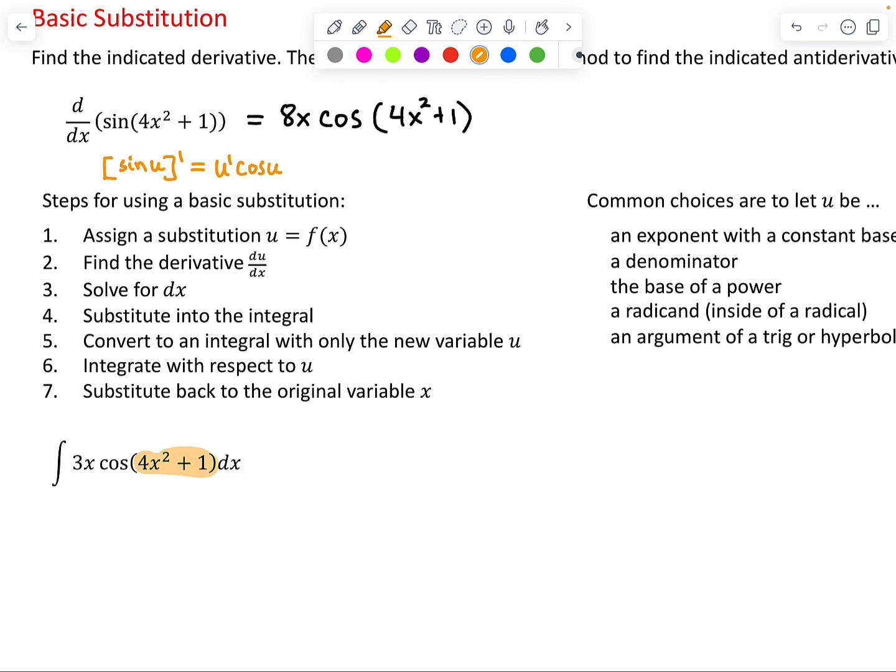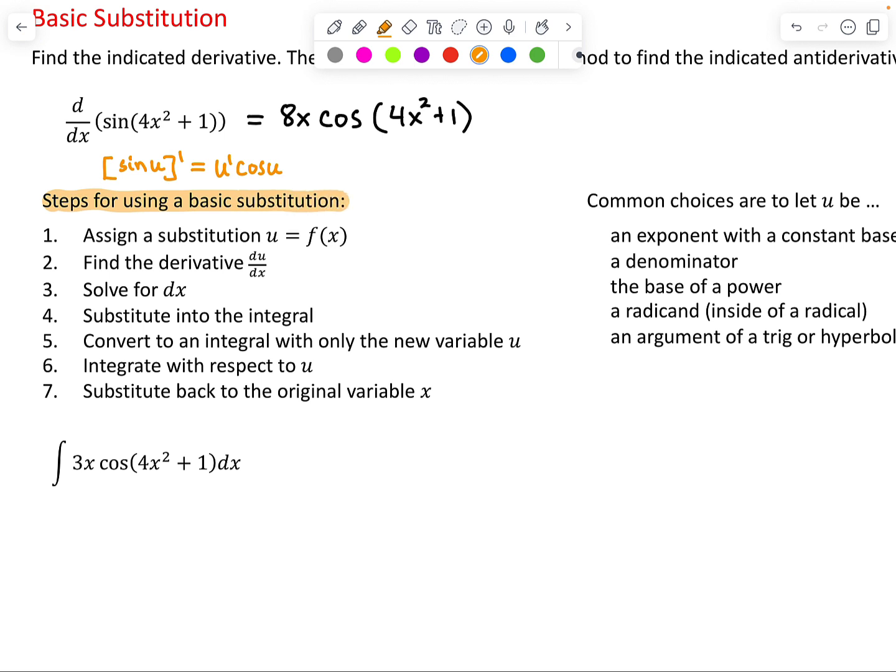In particular, if I were to suspect that a chain rule has occurred, and I differentiate 4x squared plus 1, I would get 8x. What matters is that I get a multiple of x to the 1. And notice I see an x to the 1 here in front. So it does have the appearance of a chain rule has occurred. And now I want to reverse that chain rule. What we're going to do is called a basic substitution.